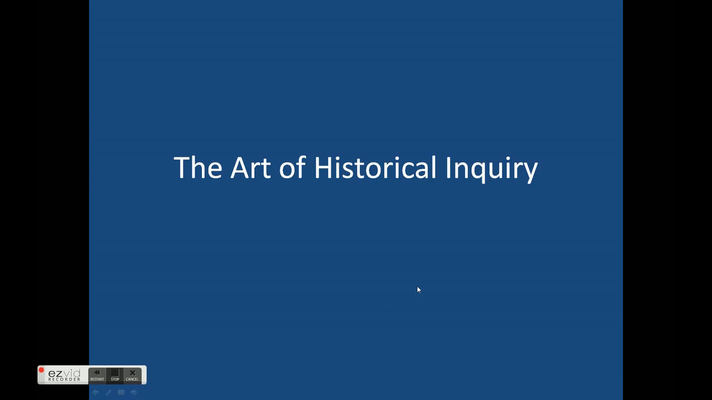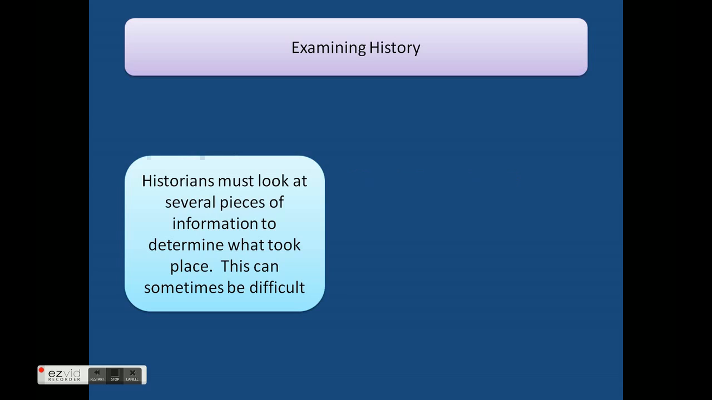Today we're going to take a look at the art of historical inquiry. As we're looking at this, when we take a look at history this year, historians must look at several pieces of information to determine what actually took place. This can sometimes be difficult for a historian to do.